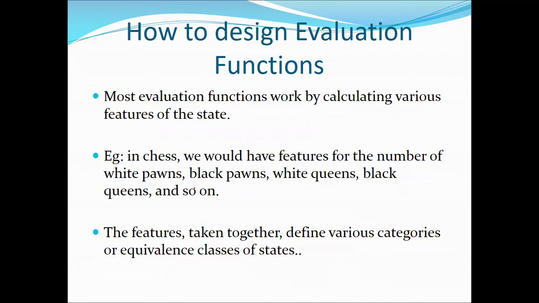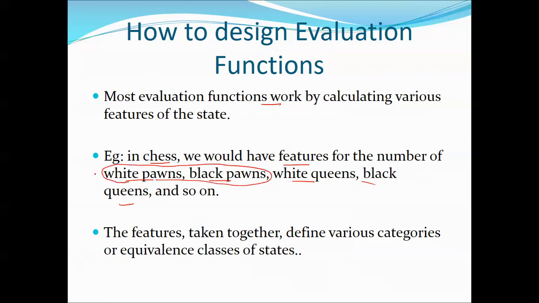So how do we create this evaluation function? To create it, say in a chess game, there are different features for each of the pieces. You can calculate how many white pawns there are, how many black pawns, how many white queens, how many black queens. This is one method of evaluation. But we cannot make the evaluation function based only on pawns or only on queens. We have to use many things.